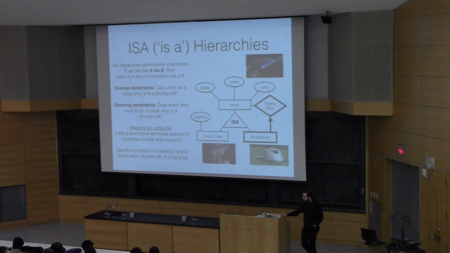So the question is, if every shuttlecraft has to have a parent ship, can we deduce a relationship that every cargo ship must have a shuttlecraft? So every shuttlecraft has to have a parent ship, but that relationship isn't bidirectional. So the ship's side of this, the line between ships and parent ship isn't bolded. So a parent ship doesn't have to have a shuttlecraft. So a cargo ship can have a shuttlecraft, but a cargo ship doesn't have to have a shuttlecraft. Does that address your question?